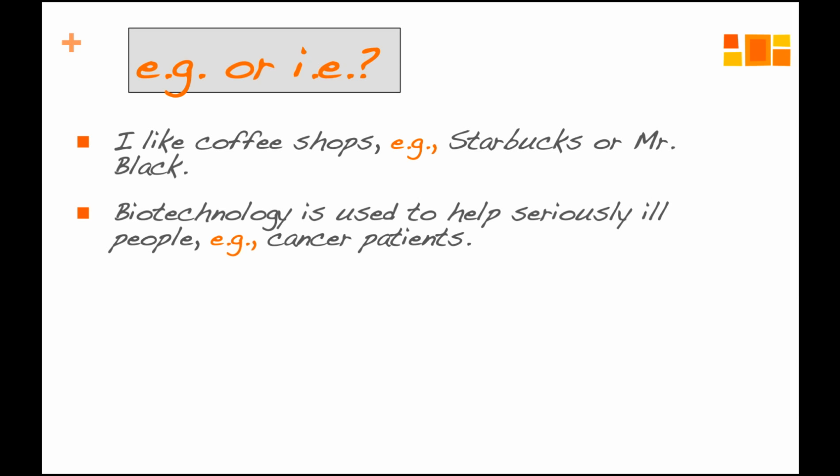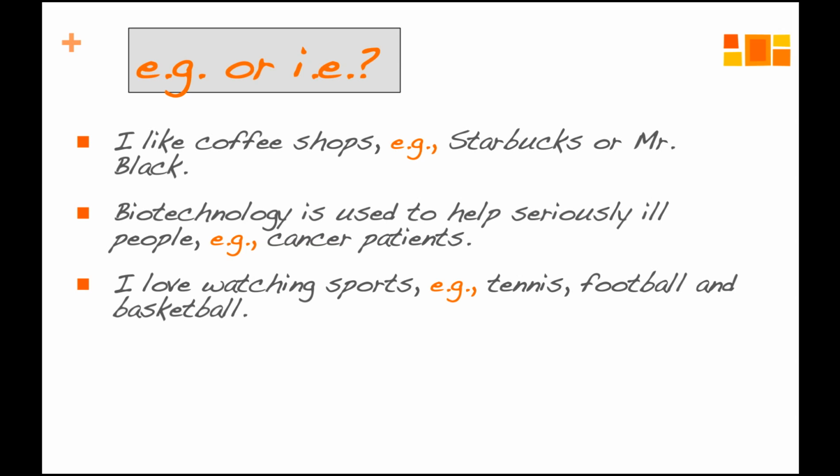Biotechnology is used to help seriously ill people, e.g., cancer patients. There's a lot more seriously ill people, of course, than only cancer patients. I'm picking out one example out of that mass of ill people. Biotechnology is used to help seriously ill people, e.g., cancer patients. I love watching sports, e.g., tennis, football, or basketball. Alright, of course, there's lots more sports than tennis, football, and basketball, and I'm watching all kinds of sports, and I'm only picking out those three to give you an example.